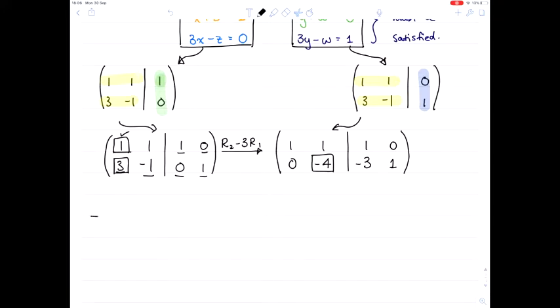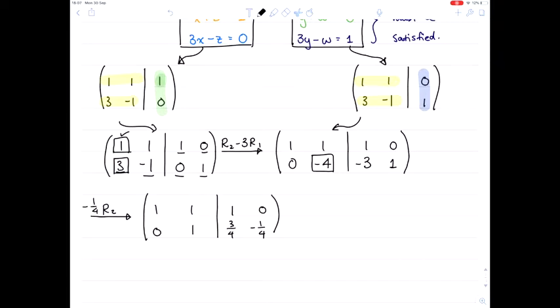So I'm going to say minus 1 over 4 times row 2. So I haven't done anything to my top row. I leave it just the way it was. Got a 0, 1. I've got 3 over 4. And now I've got minus 1 over 4. Okay, so we're almost done.